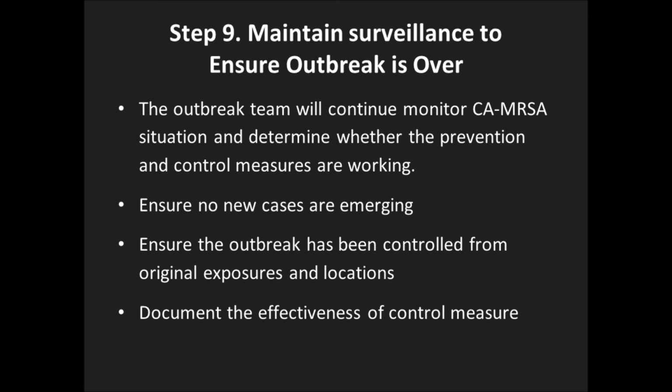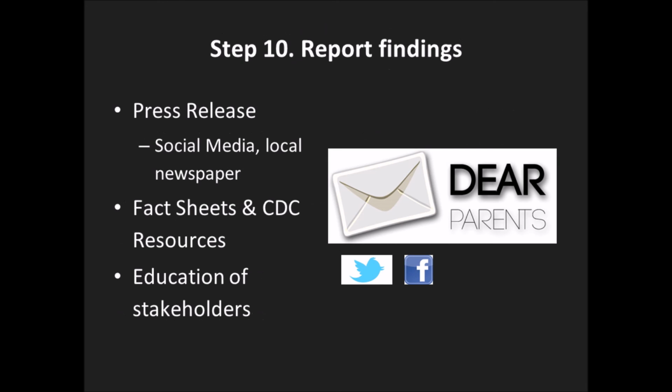For Step 9, our team will continue to monitor the CA-MRSA situation and determine whether the prevention and control measures are working. We will ensure no new cases are emerging. If new cases do emerge, we will determine if the new cases are from the same location and exposure, or if this is a new outbreak. We will also ensure that the outbreak has been controlled from original exposures and locations, and we will determine if additional measures are needed. Lastly, we will document the effectiveness of the control measures.